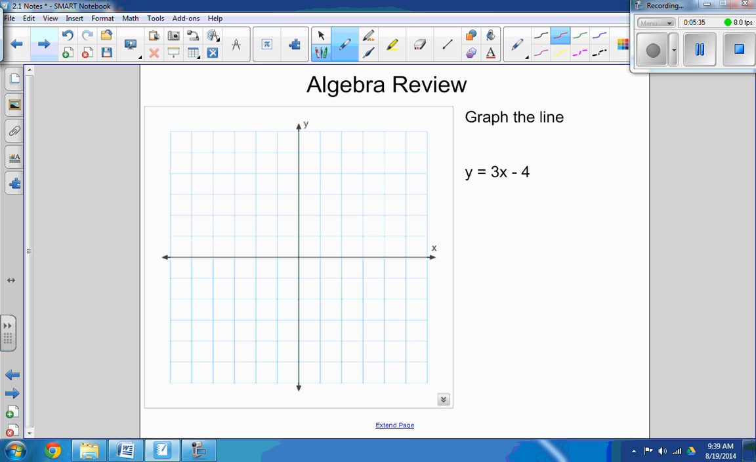So let's do a little bit of algebra review here. Let's graph this line. y equals 3x minus 4. Well, this equation, y equals mx plus b, is our slope-intercept equation. m is our slope. b is our y-intercept.